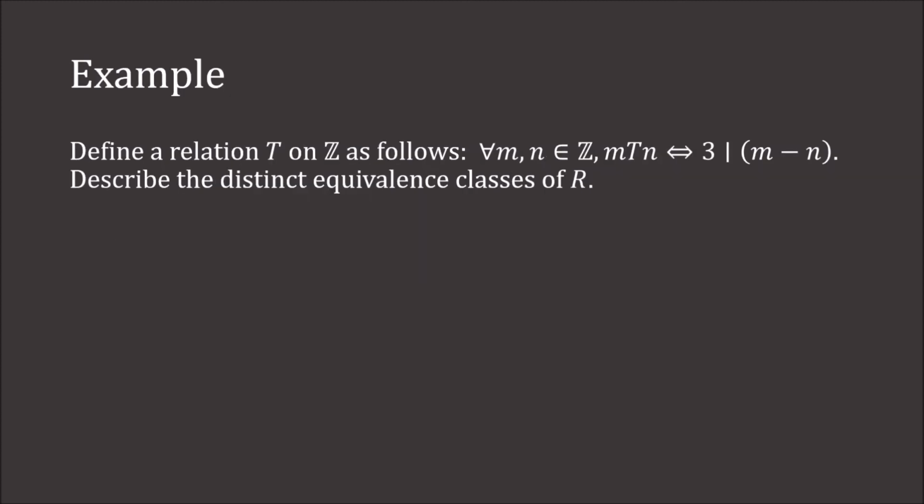So we now define a relation T on the set of integers as follows. For all m, n in integers, m is related to n if and only if 3 divides m minus n. We are going to describe distinct equivalence classes of R. I'm sorry, of T. Now it's already been shown that T is an equivalence relation, right? So we let a be an integer.